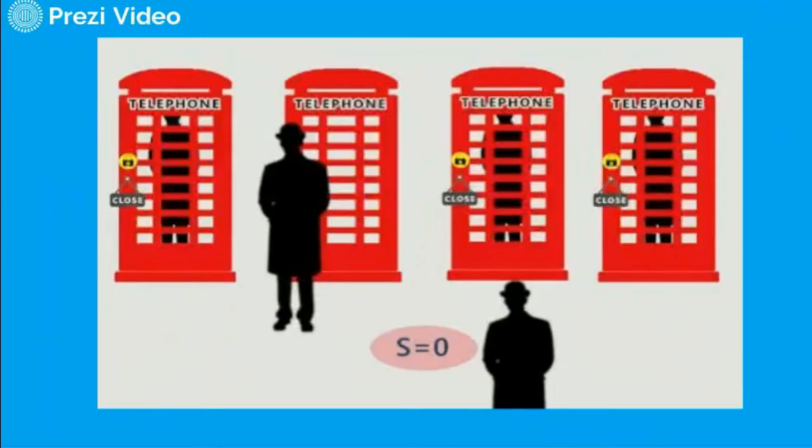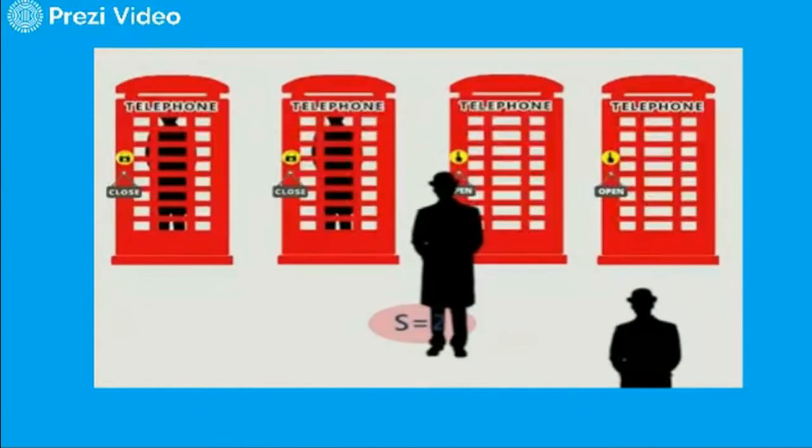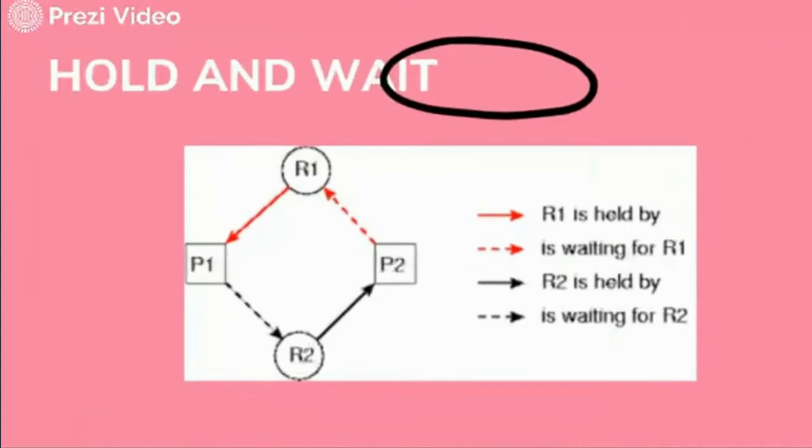The same way, each and every process has to understand by itself and release the resource for the other process to complete. But normally, this won't occur. So this is what is called mutual exclusion. Next, we move on to understanding the hold and wait condition.